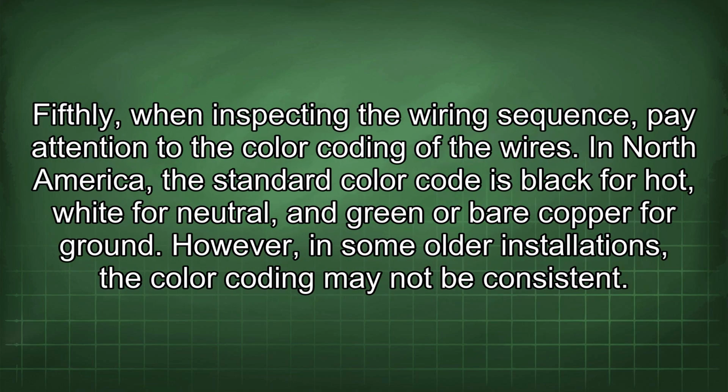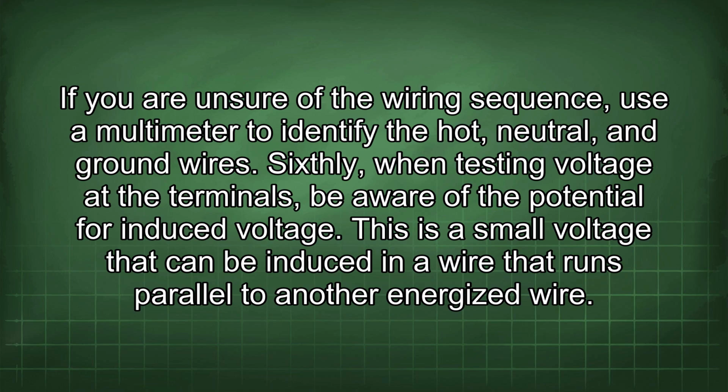Fifthly, when inspecting the wiring sequence, pay attention to the color coding of the wires. In North America, the standard color code is black for hot, white for neutral, and green or bare copper for ground. However, in some older installations, the color coding may not be consistent. If you are unsure of the wiring sequence, use a multimeter to identify the hot, neutral, and ground wires.